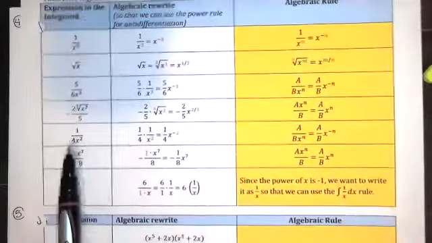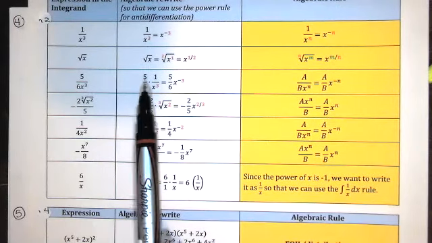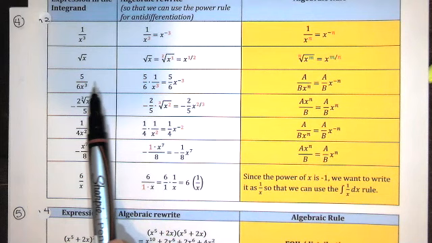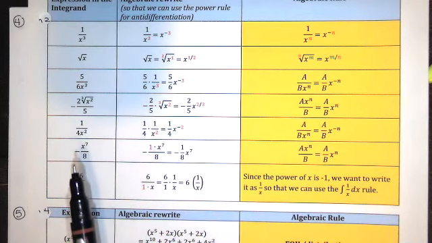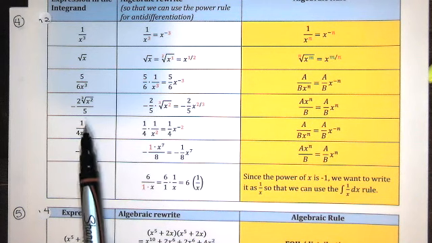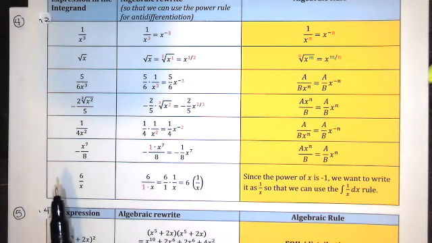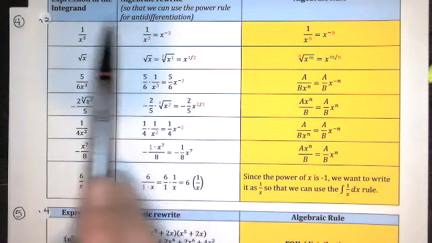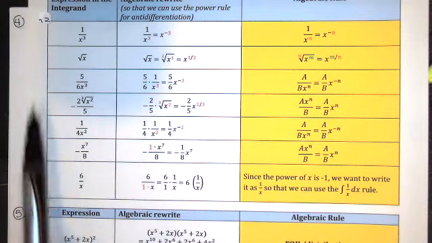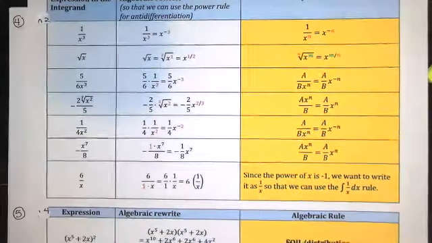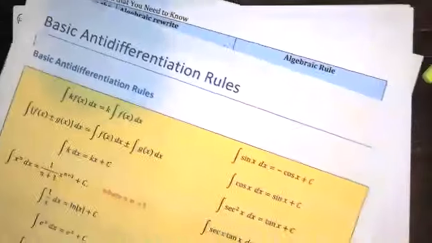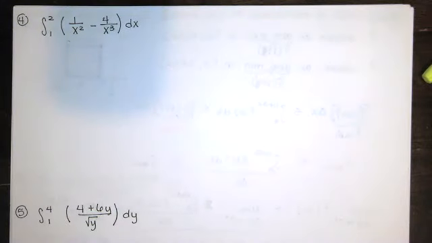And if there are constants involved, like this one, pull out the constant. If it's in the denominator and you bring it up, it becomes exactly the same thing, but with a negative exponent. Same thing here, you see that. So make sure you can still do this stuff, guys. It's very important in order to get accurate answers for your derivatives and antiderivatives. This is the second page on your basic antidifferentiation rules handout.